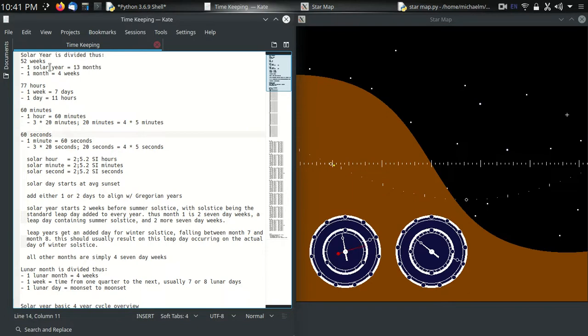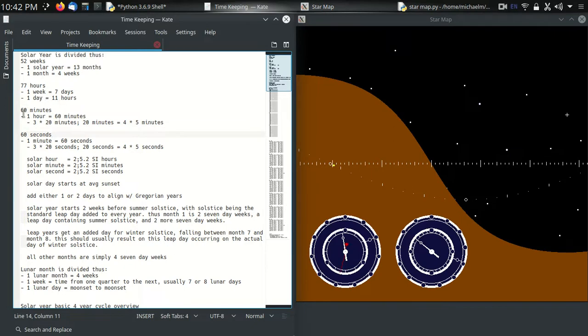But to clean this up a little bit to make the 52 come out really nicely, one solar year is divided into 13 months, with each month being 4 weeks. And then at this level, we get down to the 77 hours. So 52, 77, and if you notice, it's going to go 60, 60, which is my number system. So each week is divided into 7 days, and each day has 11 hours in it. And that gives you the 77 hours per week, and you get here the 52 weeks per year.